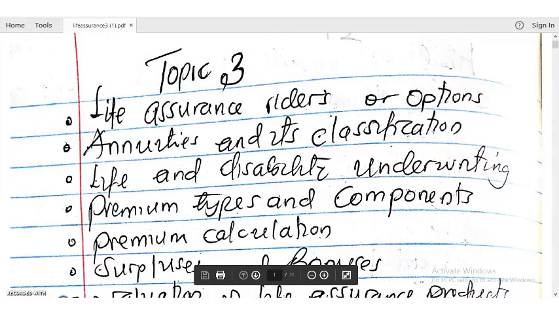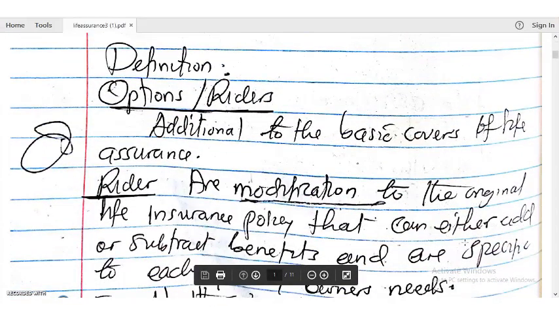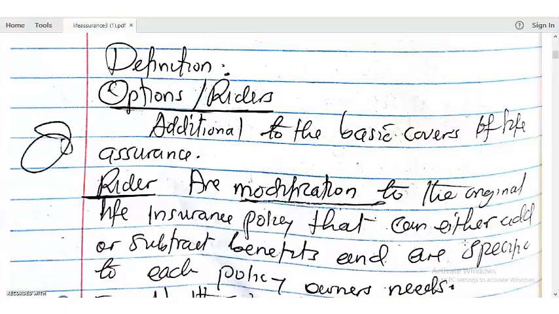So, starting with life assurance riders or options, what is an option or what is a life rider? An option or rider is an addition to the basic cover of life assurance. So unapofanya addition yoyote kwenye mkataba wa life assurance, either unaongeza au unapunguza, inaitwa options. A rider will be any modification to the original life assurance policy that can either add or subtract benefits and be specific to each policy owner's needs.